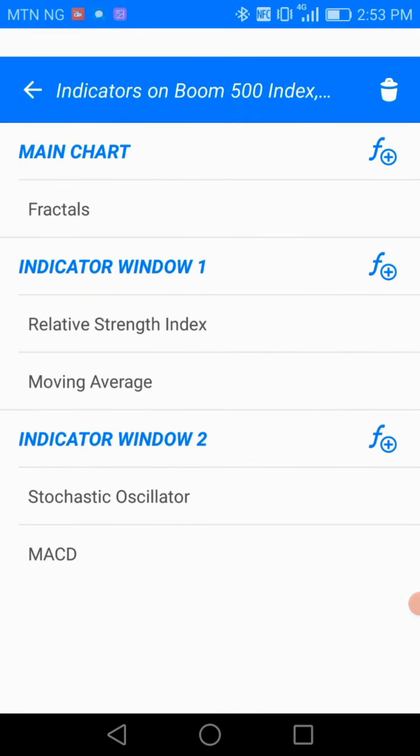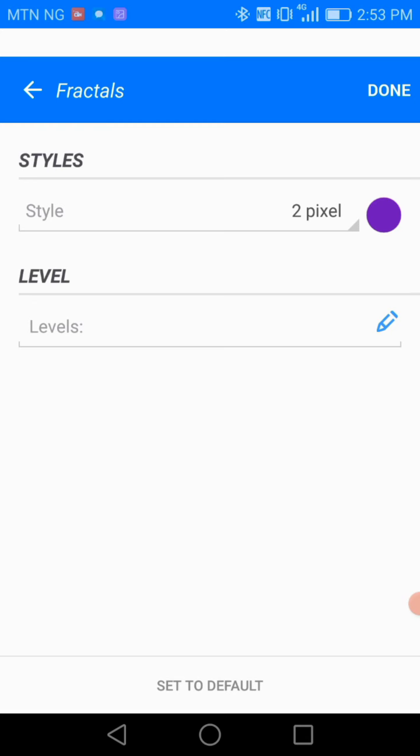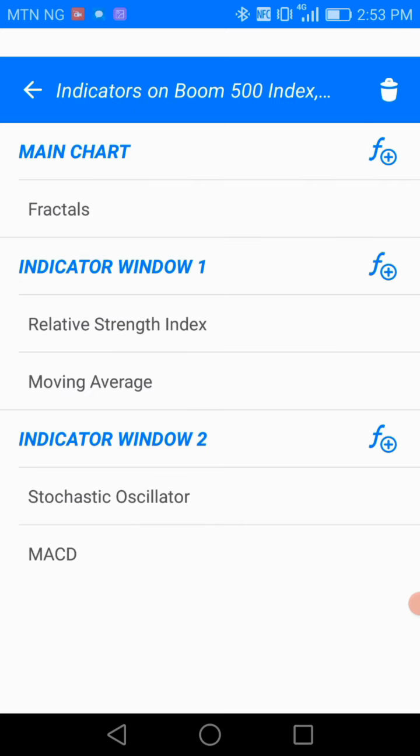And just as you know, I don't trade without having fractals on my main chart. So on the main chart, we have the fractals. These are the parameters. Then you click done, okay? The style is 2 pixel, and there's no level. Then we have 2 indicator windows. On indicator window 1, this is actually a variant of the Sharpshooter strategy, with an entirely different window. That is indicator window 2.